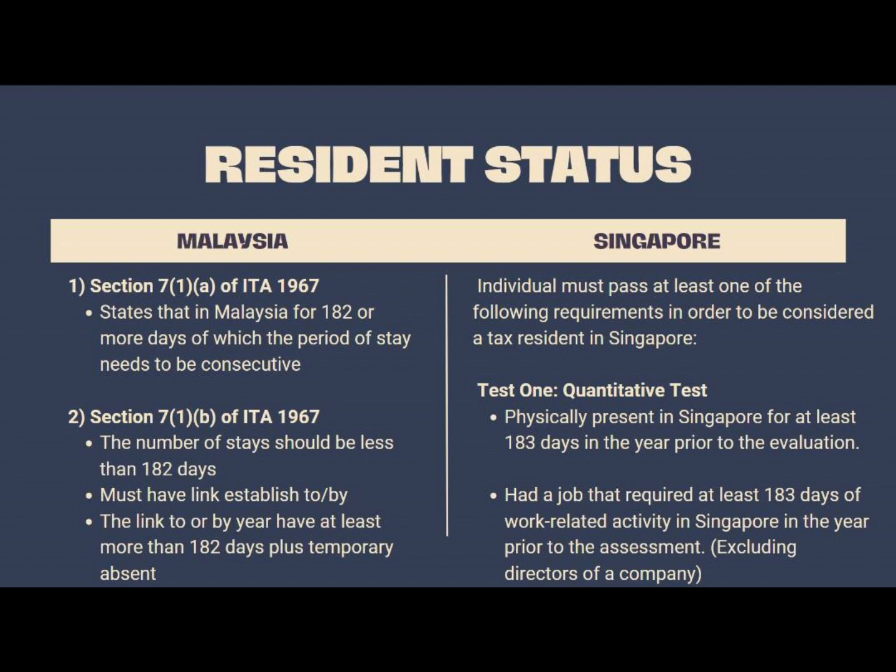While in Singapore, an individual must pass at least one of the following requirements in order to be considered a tax resident in Singapore. Test 1. Quantitative. This person was physically present in Singapore for at least 183 days in the year prior to the evaluation. B. Had a job that required at least 183 days of the work-related activity in Singapore in the year prior to the assessments, excluding the directors of a company.